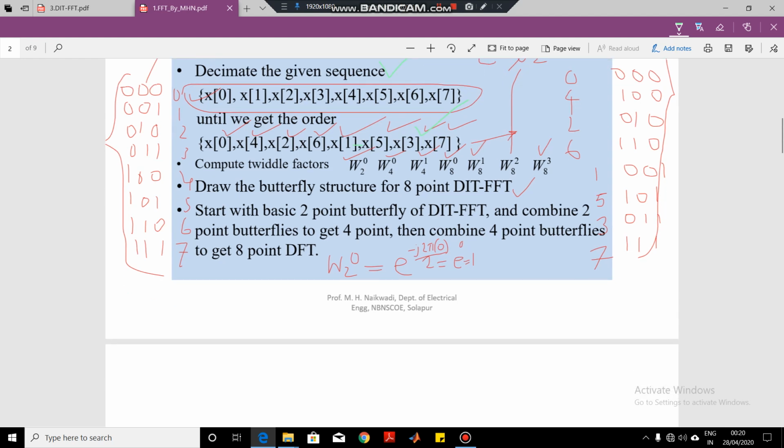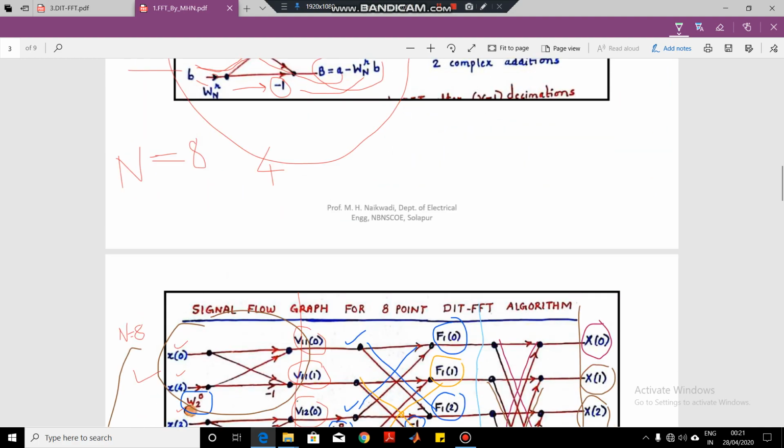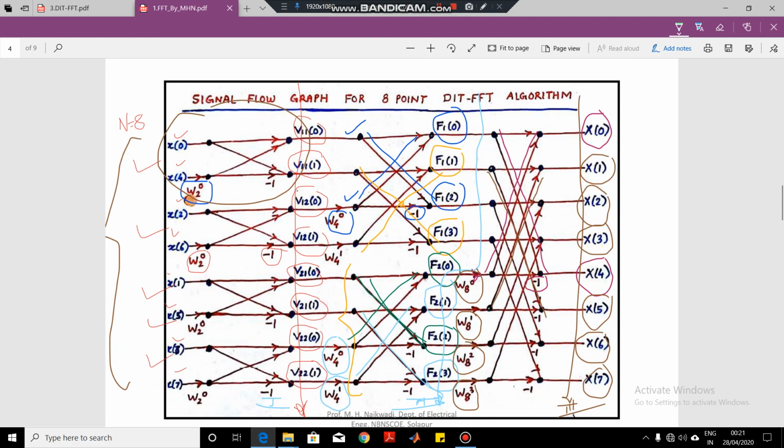Second, we compute all these twiddle factors. These twiddle factors are required in our butterfly structure. So W20 is required in the first stage, W40 and W41 are required in the second stage, and W80, W81, W82 and W83 are required in the third stage. So we compute all the twiddle factors. Next, we draw the butterfly structure. This is called the entire butterfly structure.